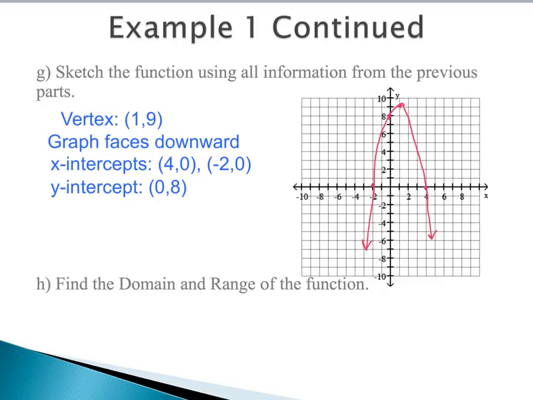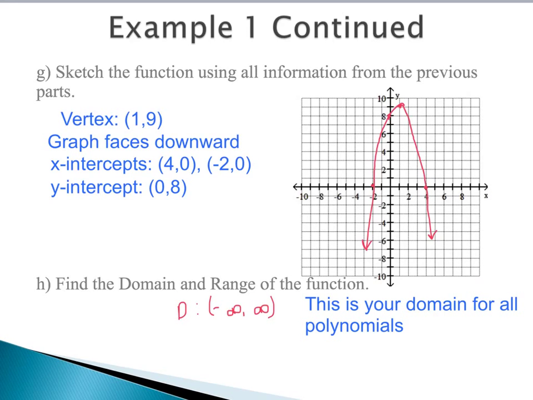Once we have the sketch, then it'll be easier to identify the domain and the range. The domain of your parabola or your quadratic functions are always going to be negative infinity to positive infinity. We don't have any restrictions. And it's actually going to be that way for all of our polynomials. Your domain is going to be negative infinity to positive infinity.